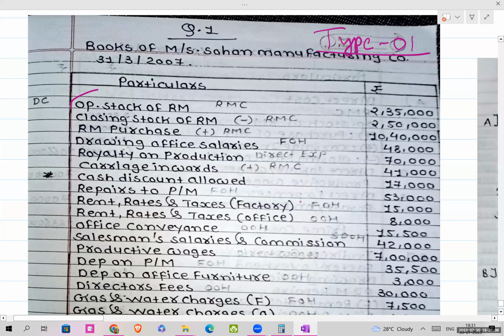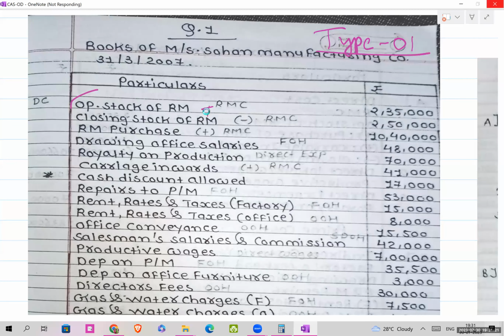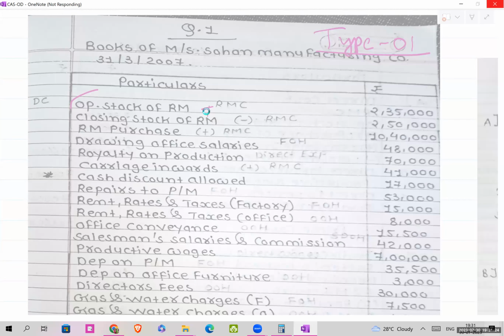So here we go. We first have opening stock of raw material. As I discussed just now, it will be added in the formula of raw material consumed. I've highlighted here with RMC, and it is going to be added in the formula. Next goes closing stock of raw material. Closing stock of raw material will be subtracted from the raw material consumed formula. So you have to do markings as per your understanding on the question paper with a pencil. Then is raw material purchase. It will be added to the raw material consumed formula. As I just discussed, you also have to go into depth of the breakup of raw material consumed.